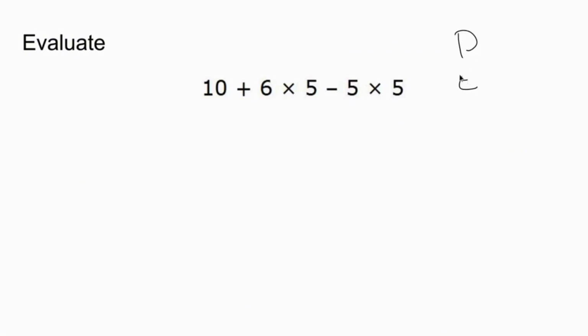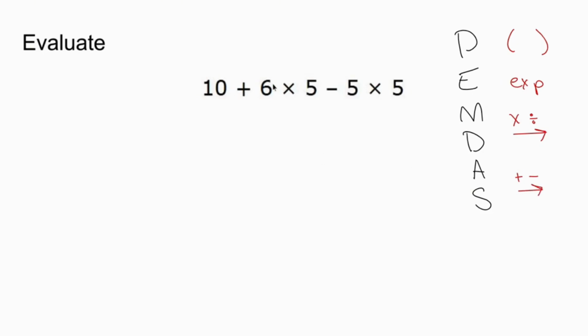Now, the way I remember the order of operations is this word, PEMDAS. Now, what does PEMDAS stand for? Well, the P stands for everything inside the parentheses first. E stands for exponents. The M and D means we're going to multiply, divide, left to right. The A and the S stand for add or subtract, left to right.